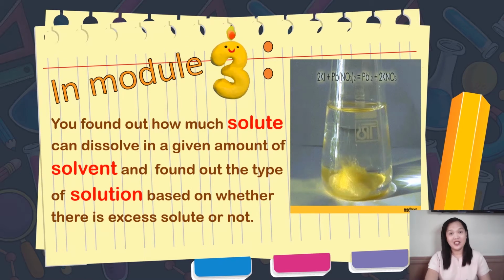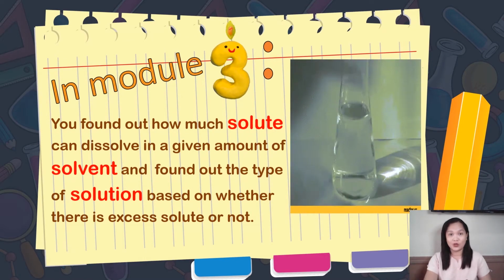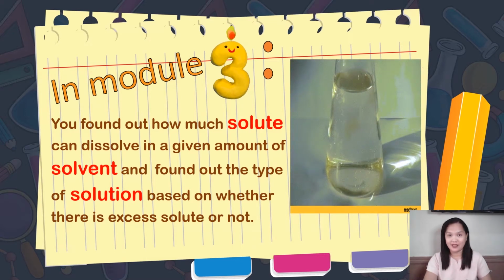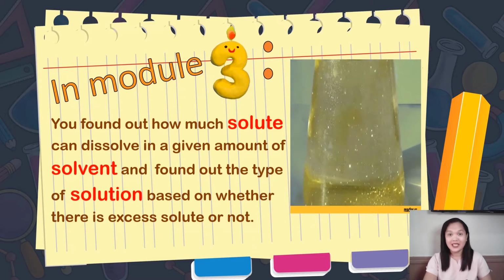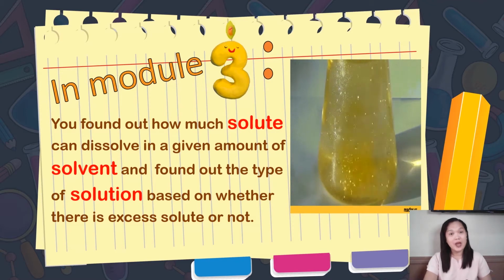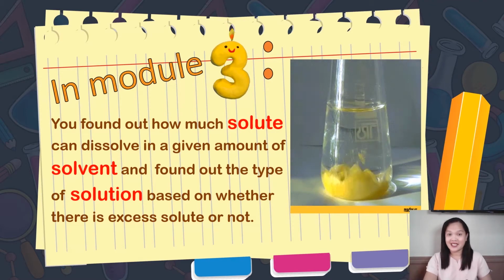In Module 3, you found out how much solute can dissolve in a given amount of solvent and found out the type of solution based on whether there is excess solute or not.